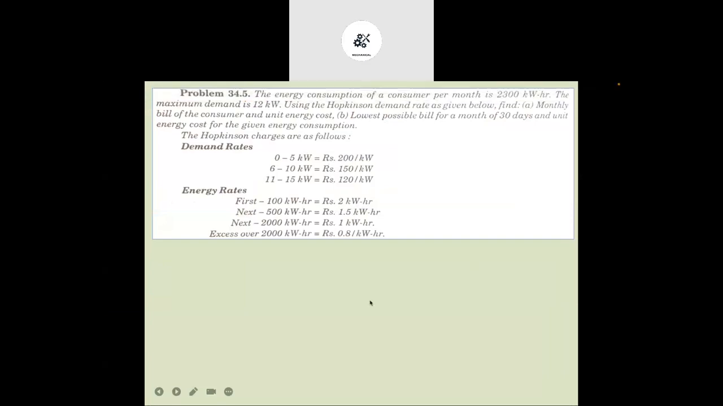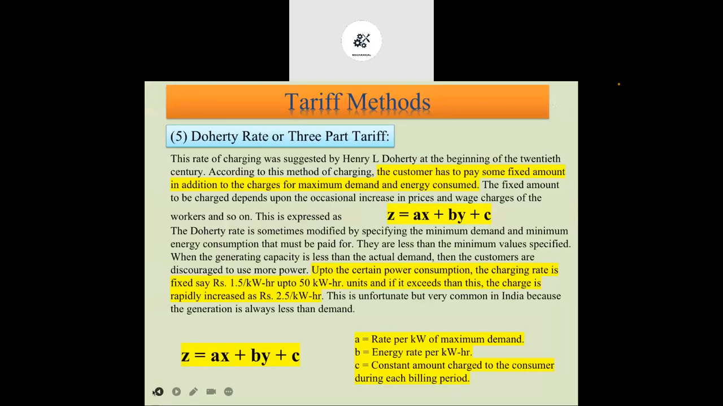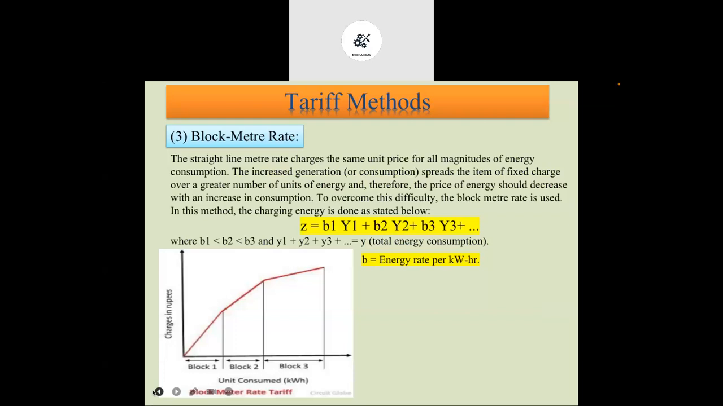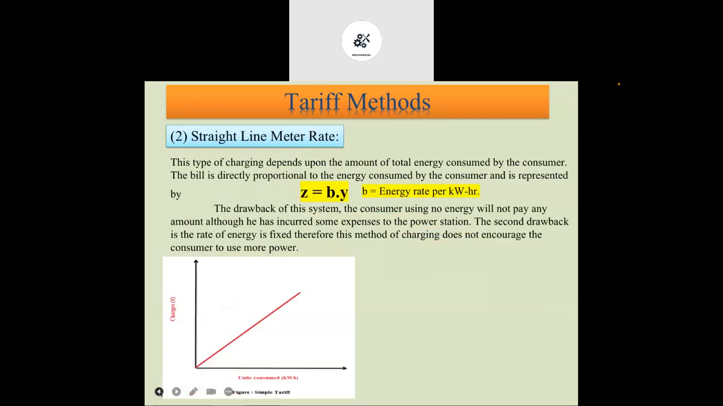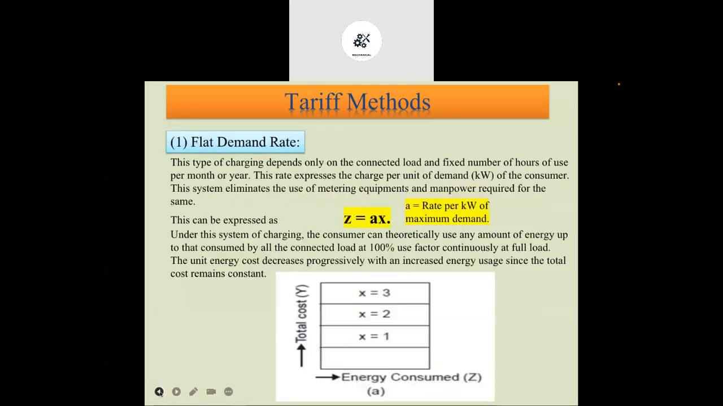Good morning, everyone. So today we are going to see the numericals based upon Unit 2. Particularly, we saw the different tariff methods in the previous lectures. By using those tariff methods, we can calculate the energy cost.